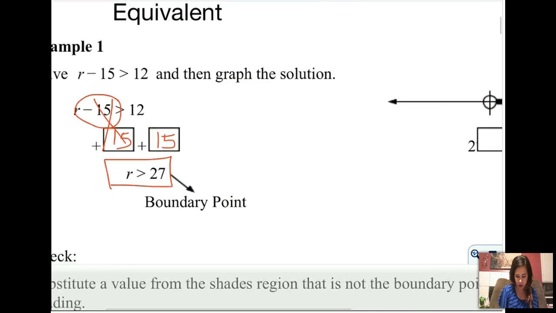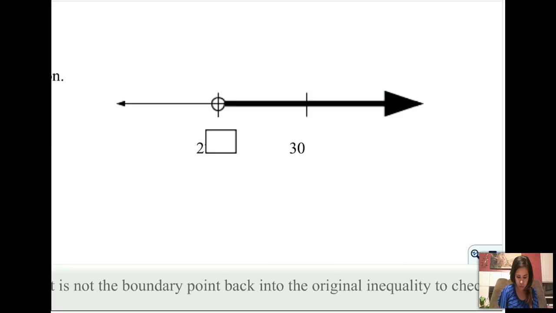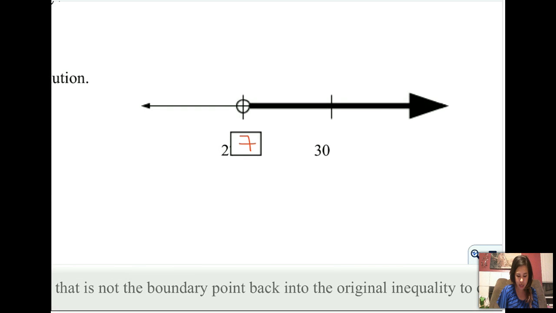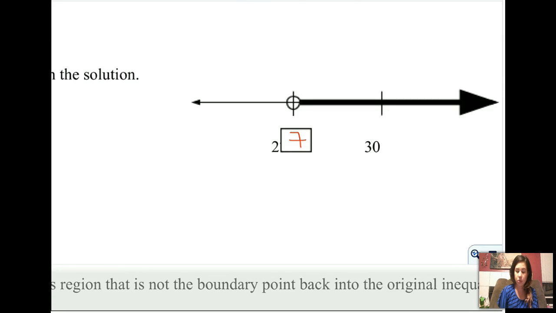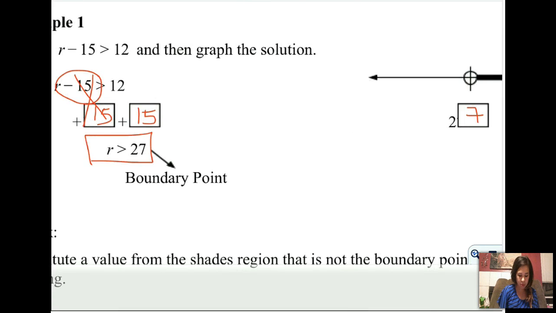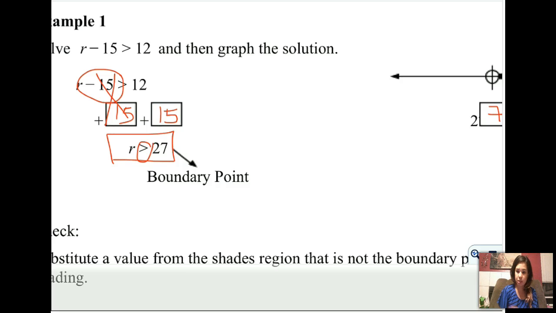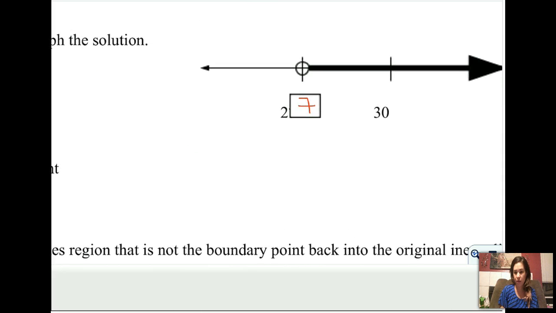So we have our number line over here. We're going to put in 27 and it's going to be shaded to the right because we're saying that it's bigger than. And remember that this sign, since it doesn't have that little line underneath, it means bigger than, not equal to. So I am going to have an open circle when I graph this.